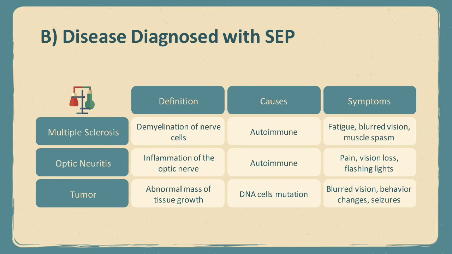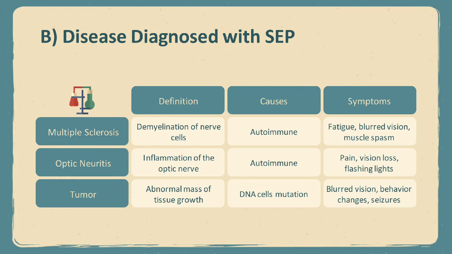Disease diagnosed with sensory evoked potential. First is multiple sclerosis. Multiple sclerosis is a condition that can affect the brain and spinal cord, causing a wide range of potential symptoms. It happens when a fault in the immune system results in damage to the fatty layer of myelin that protects nerve cells. This damages the electrical signal speed that travels in nerve cells.